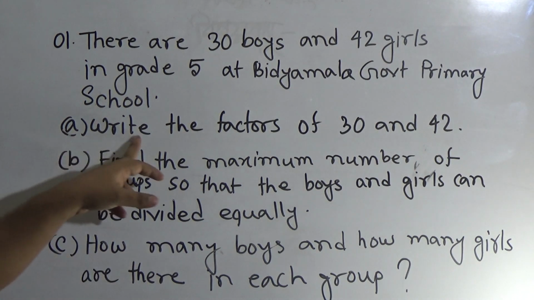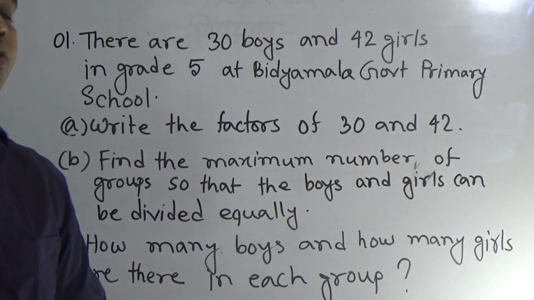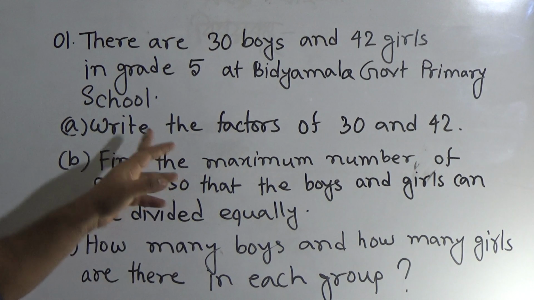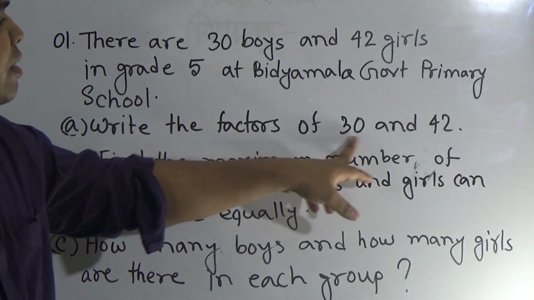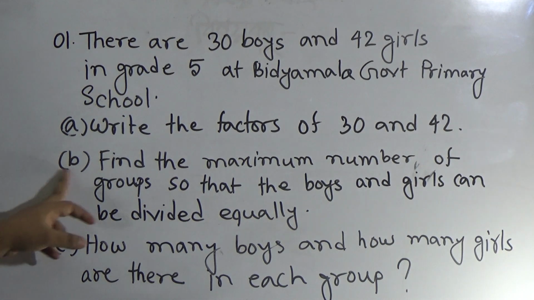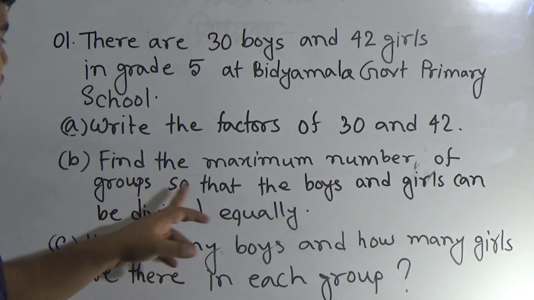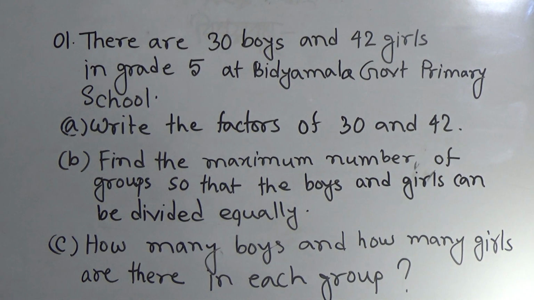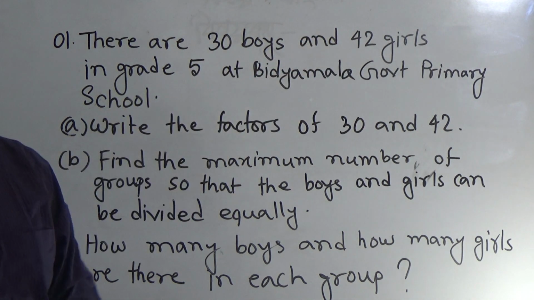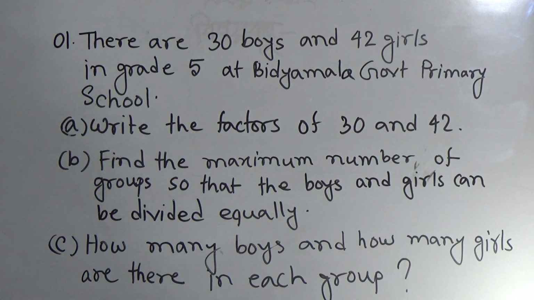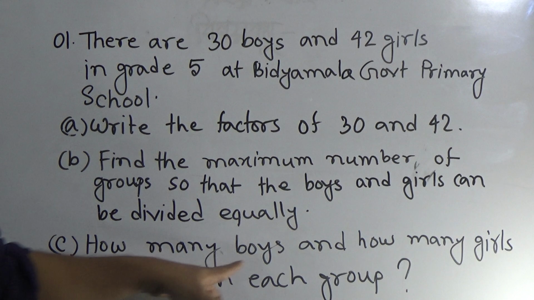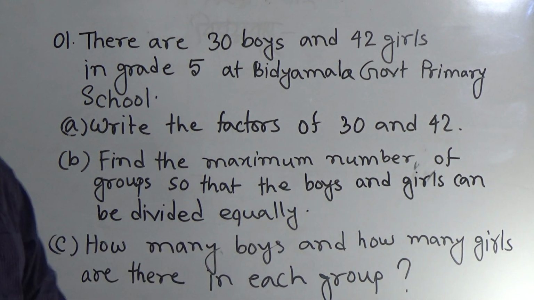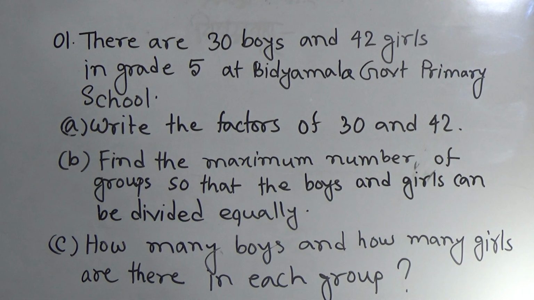Question number A, write down the factors of 30 and 42. We do not need the information of the stem to solve this question. We write the factors of 30 and 42 only. Question number B, find the maximum number of groups so that the boys and girls can be divided equally. That means we need to find the maximum number of groups made from these 30 boys and 42 girls, and each group has the same number of boys and girls. Question number C, how many boys and how many girls are there in each group? That means we need to find out how many girls and how many boys are present in each group.